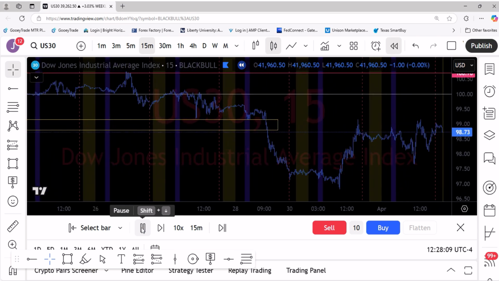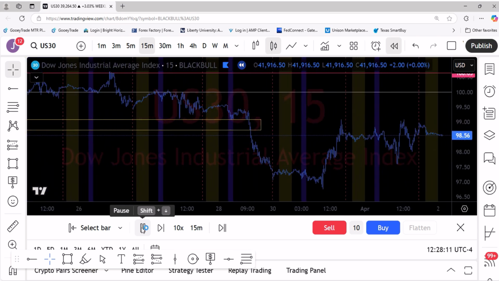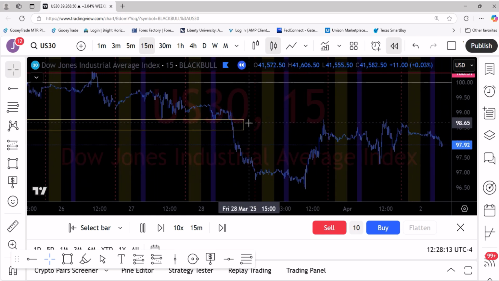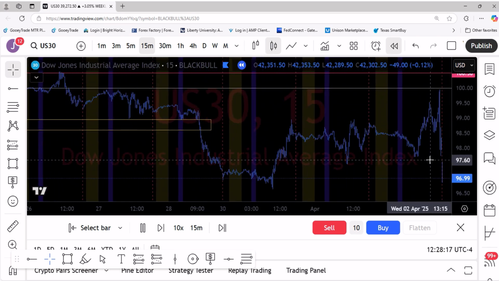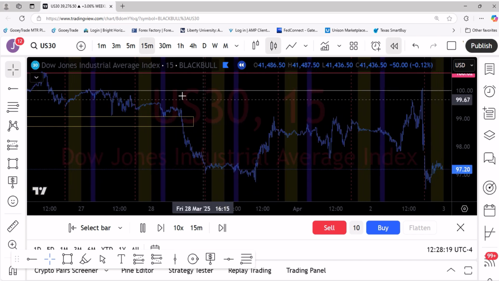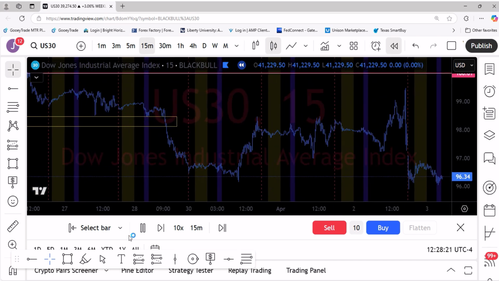And as you can see, the market is retracing a little bit. It comes back to that area of price. Look, and it goes down. It goes down.